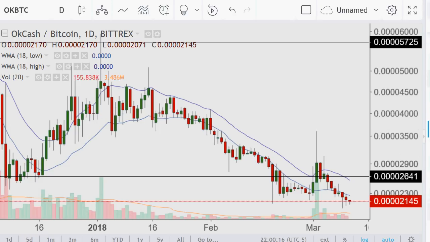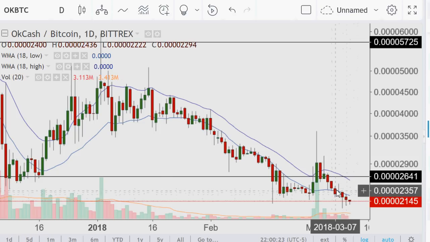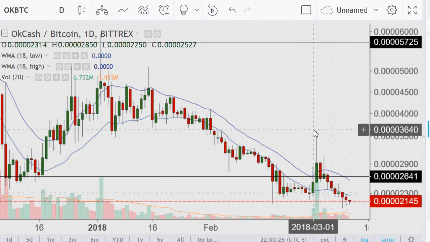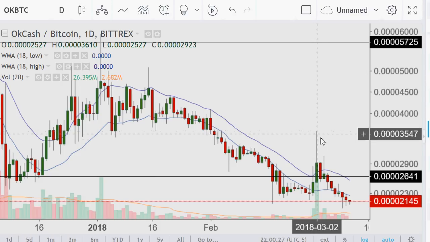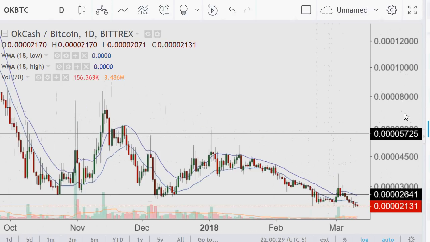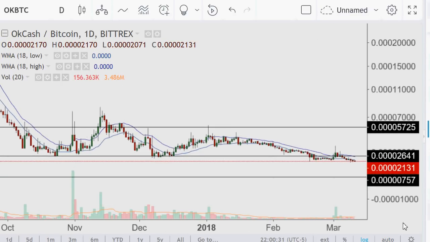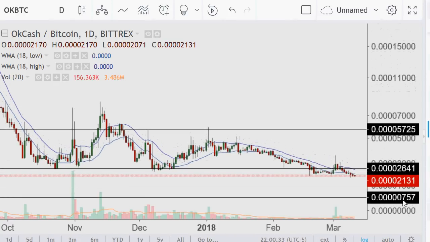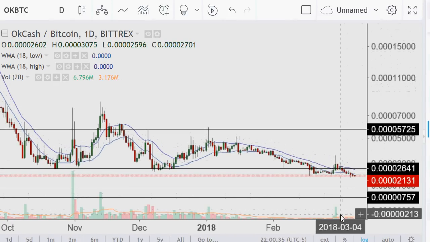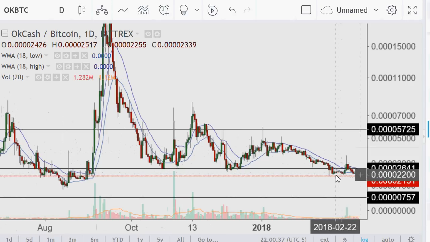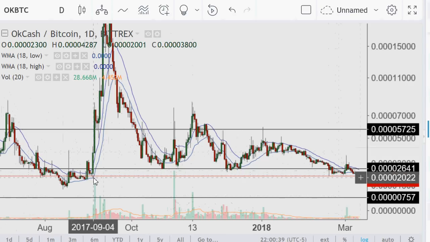Another quick update on OK Cash. I've been talking about this recently, but now the last couple of days here, hovering below this 18 average of lows after this event on March the 2nd. Are we looking at a failed move, fast move? Well, I do have a lower support line, but it's a long ways away at 757. It's also an area not seen since early September.